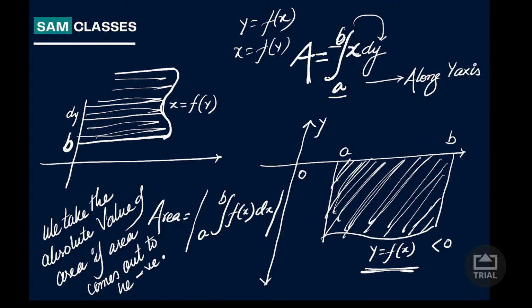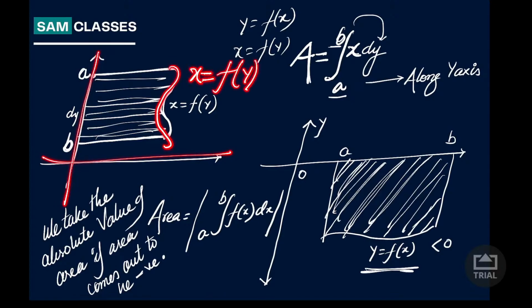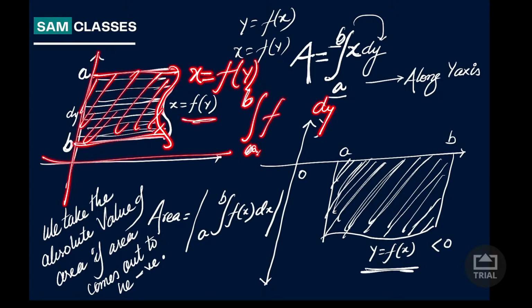So what do you do? Instead of along the x-axis, for the same curve the equation is changed. Now it is x equal to f(y). Now I am integrating along which axis? This is my y-axis. So what will be the integration? Integral from a to b. Now these are the limits of y, so write dy. And what is my function? f(y). Done. Clear everyone?